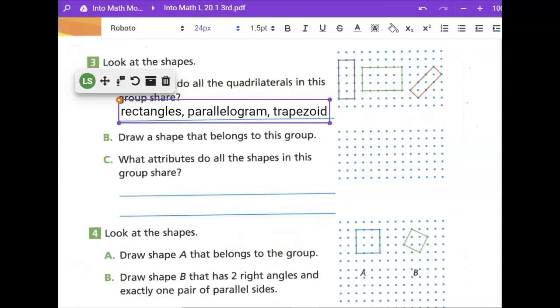It says draw a shape that belongs in this group. So what are you going to draw? A rectangle. Draw a rectangle over there.